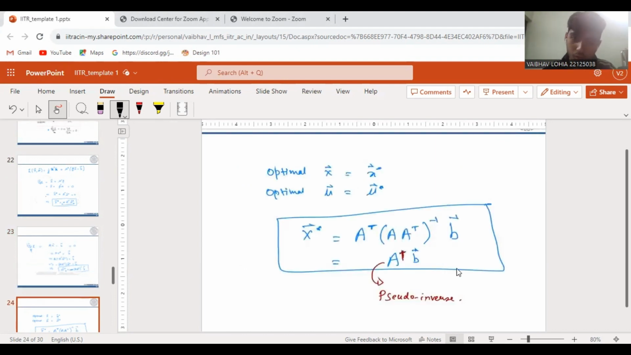If we take the optimal case that x vector equals x star and mu vector equals mu star, we get the optimal x is equal to A transpose into (A A transpose) inverse B vector. And this part can be called the pseudo inverse for the underdetermined case.